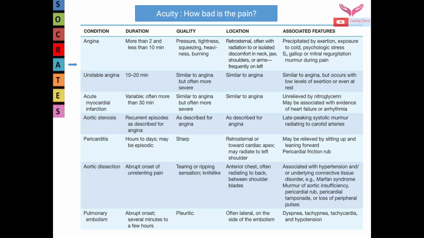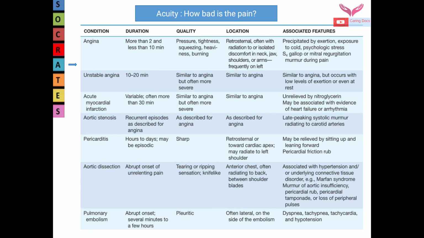In the chest pain of aortic stenosis, the patient will have recurrent episodes as described for angina. Quality is as described for angina and location is the same as that of angina. But the patient will have a late peaking systolic murmur radiating to the carotid arteries. Pain of pericarditis lasts hours to days. It may be episodic. It is sharp, retrosternal towards the cardiac apex, and may radiate to the left shoulder. It may be relieved by sitting up or leaning forward, and we may hear the pericardial friction rub.